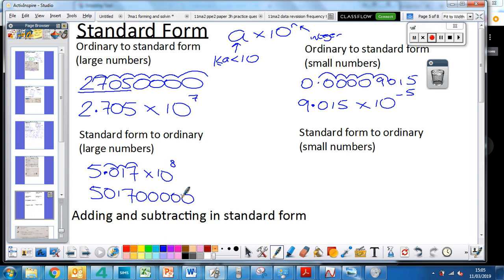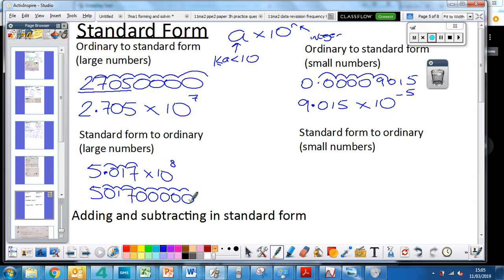And I can check then, would that work from here? 1, 2, 3, 4, 5, 6, 7, 8. It would. So 5, 0, 1, 7, 0, 0, 0, 0, 0. The great thing about standard form questions is, once you understand it, you can double check your answers really carefully, make sure you've got the right number of zeros in place.